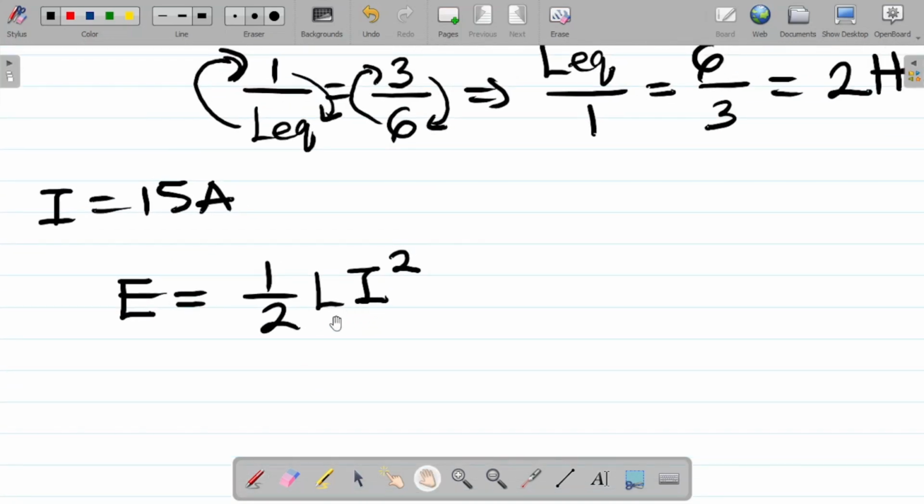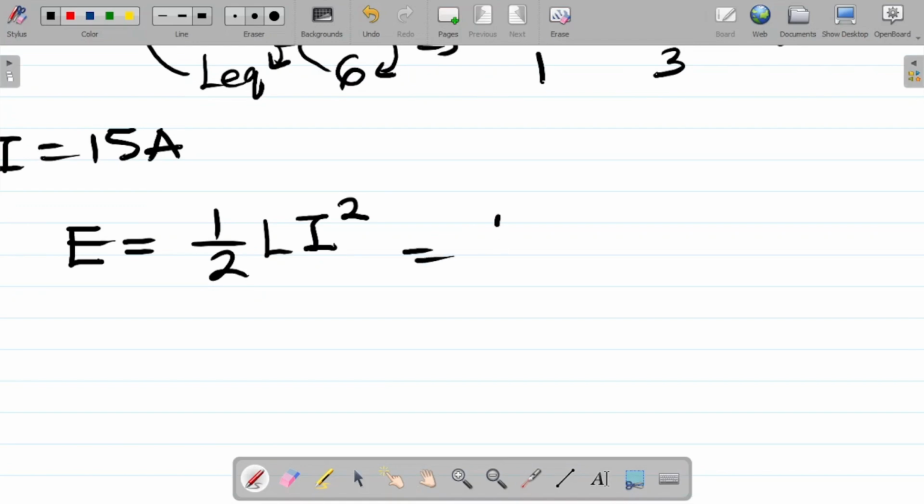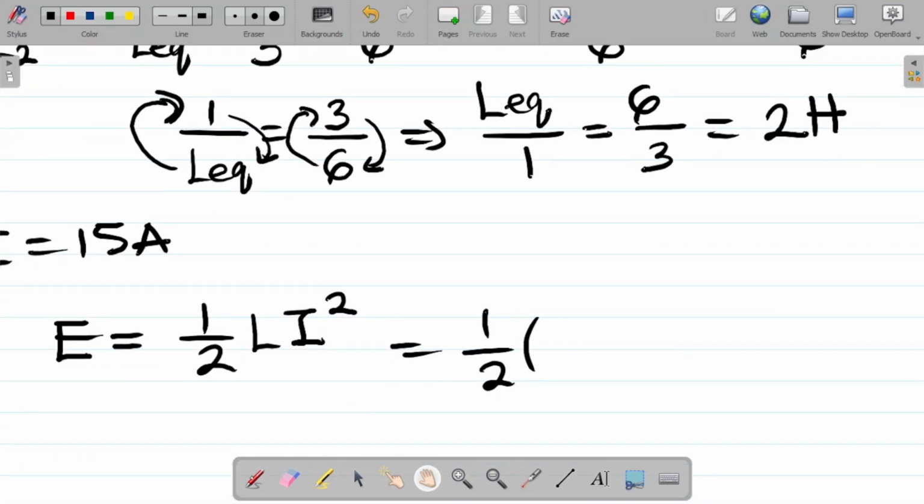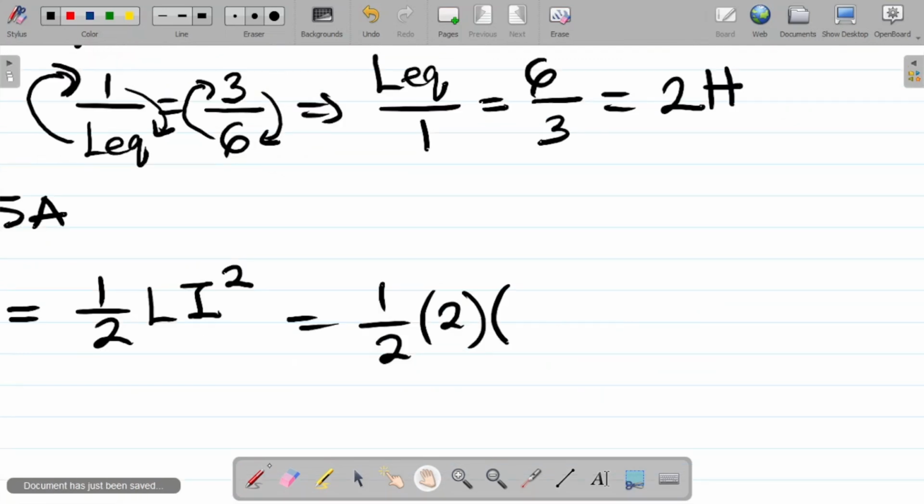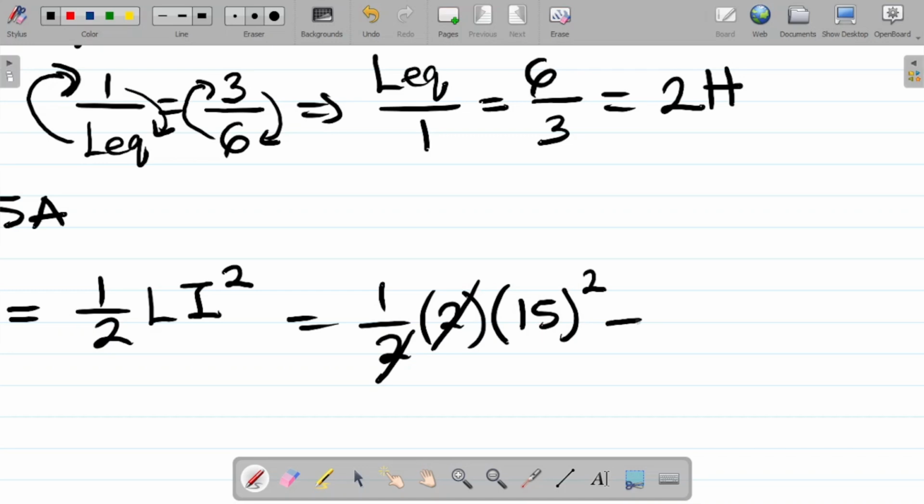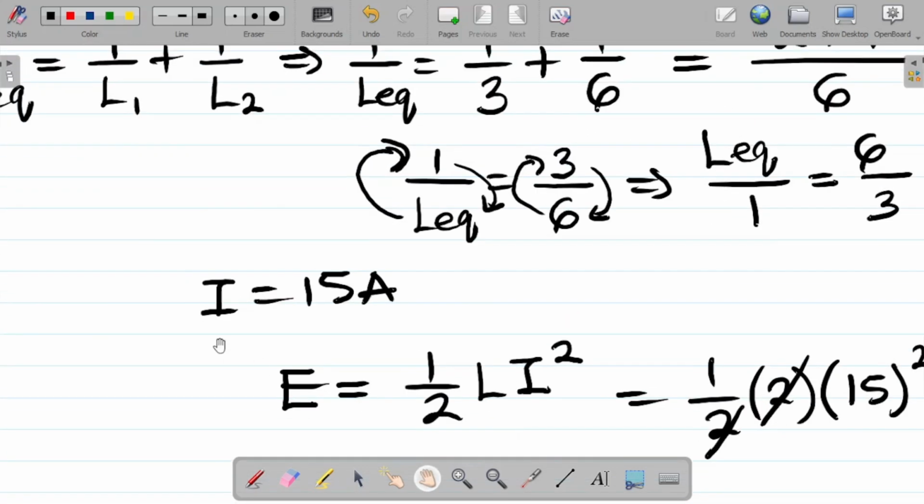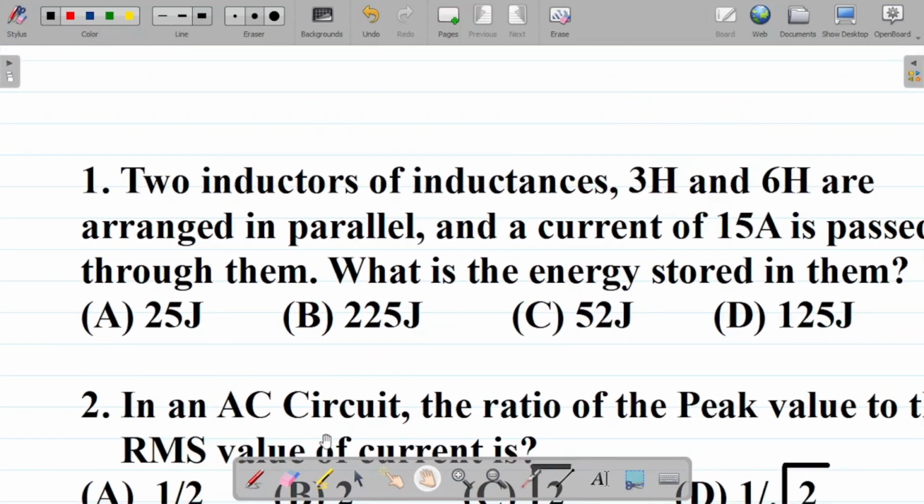So please take note, you have half L I squared, and that's equal to half. What's L? The value of L we use here is the equivalent, which we got as 2. That becomes half of 2 times I squared. Right, what's I? I is 15 amperes, the current, so it becomes 15 squared. From here, 2 cancels this, and that's equal to 15 squared. I'll just get my calculator and type in 15 squared. If I do that, my value gives me 225. We're looking for energy. Energy is measured in joules. So my answer here is 225 joules. So I'll check which option matches 225 joules, and that's option B.